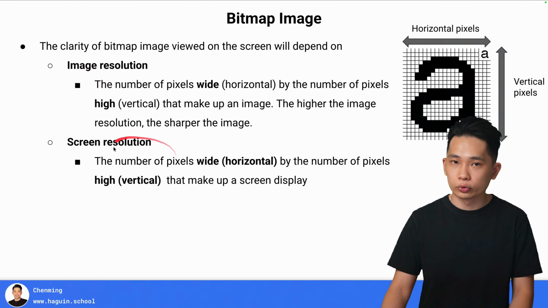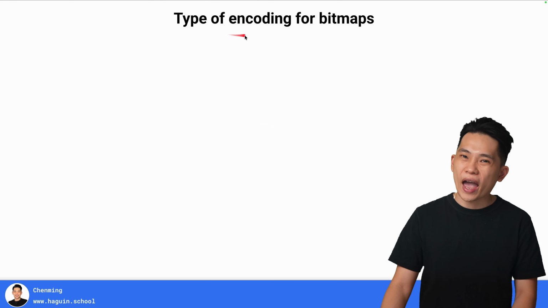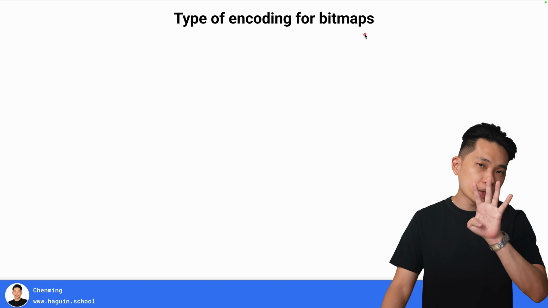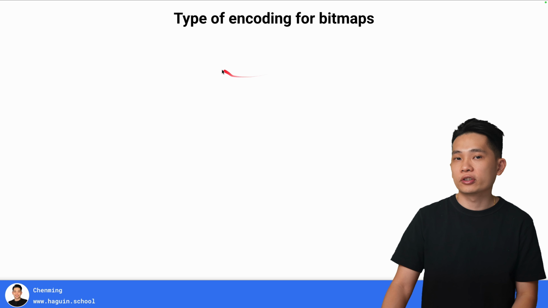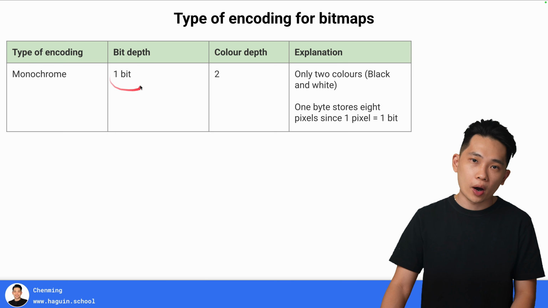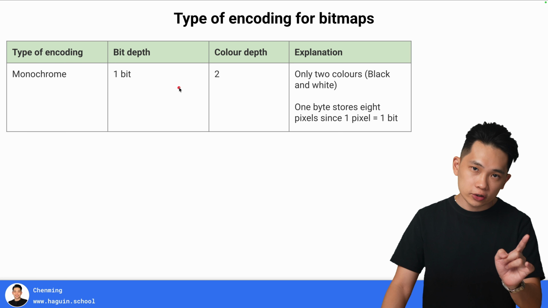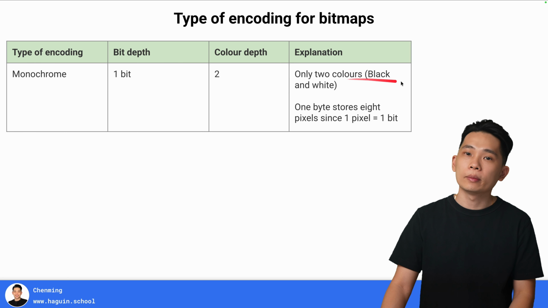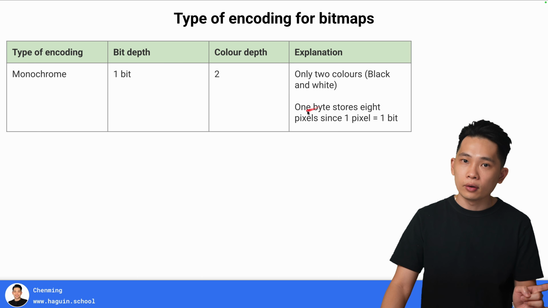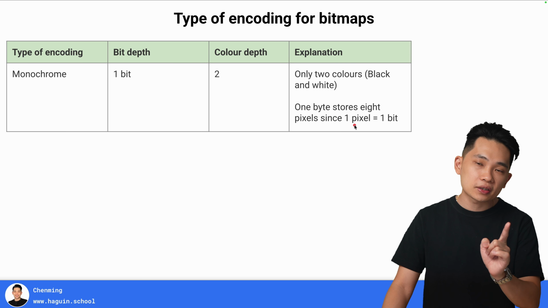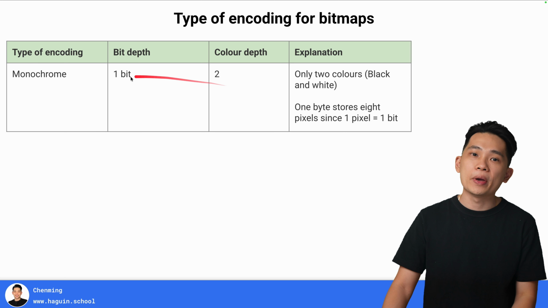Next will be types of encoding for bitmaps. So for this syllabus, we have four main types of encoding. Let's look at the first encoding. It will be monochrome here, and the bit depth will be 1 bit, and the color depth will be 2, which means each bit is either 0 or 1 since it is 1 bit here. Therefore, only two colors, black and white.